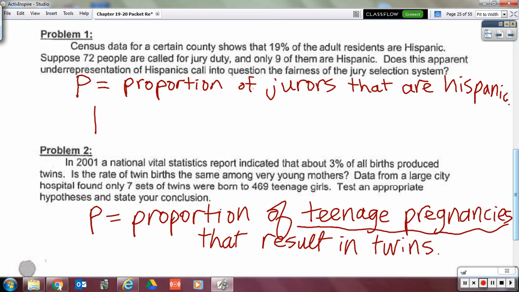So let's go back here. The null hypothesis for this problem, and then we will have an alternative. So you can do an HO and an HA. So HO colon and HA colon. Again, this is a proportion problem. So what is the claim? What should be happening? What proportion should we have on the jury? We should have 19% on the jury. If 19% is in the county, then that's the percent that should be on the jury. So the null hypothesis is that P equals, and I'm just going to always do these as a decimal, 0.19.